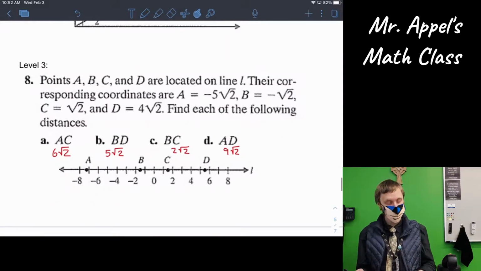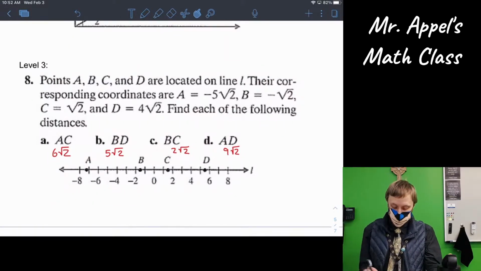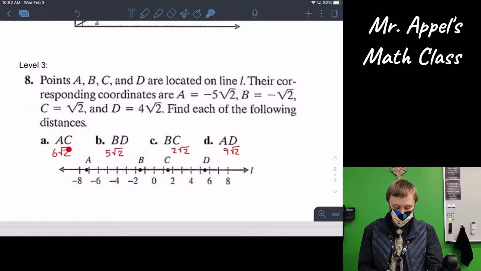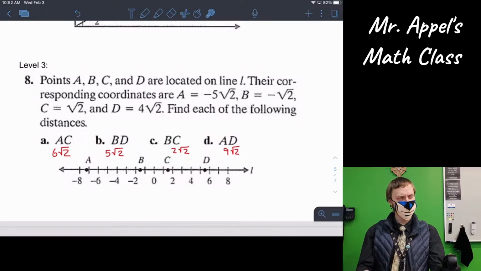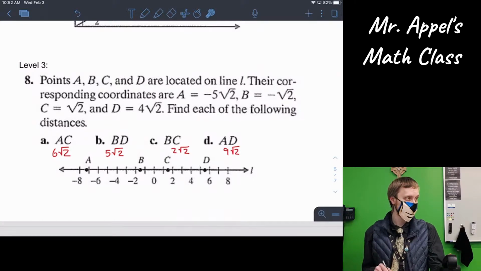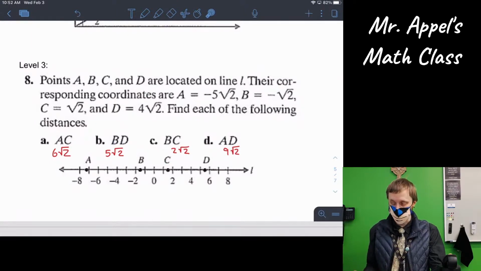And then the level 3s included this guy, another distance on the number line, except now we're dealing with radicals here. Something to start getting used to. By Algebra 2, we'll be throwing those around like they're nothing. And actually, I think it almost makes it simpler because we don't have to deal with any decimals. It's all multiples of square root of 2. So here are the distances there, 6, 5, 2, and 9 root 2.